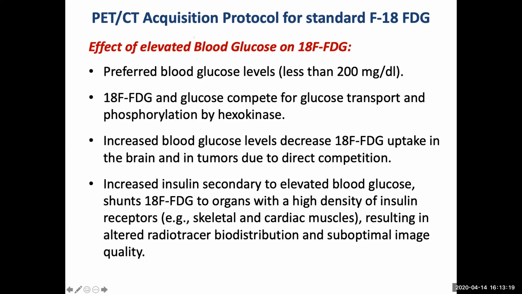Effect of elevated blood glucose. The preferred blood glucose for FDG should be less than 200 milligrams per deciliter. F18 FDG and glucose compete for glucose transport and also for phosphorylation by hexokinase. You know these things better than me; I'm just giving the protocol. The end point here is that glucose competes with FDG, so the distribution of FDG will be affected if the glucose level in the patient is high. The organs will be, for example, a little bit saturated, so the uptake in the lesion will be affected by the quantity of glucose inside the body.